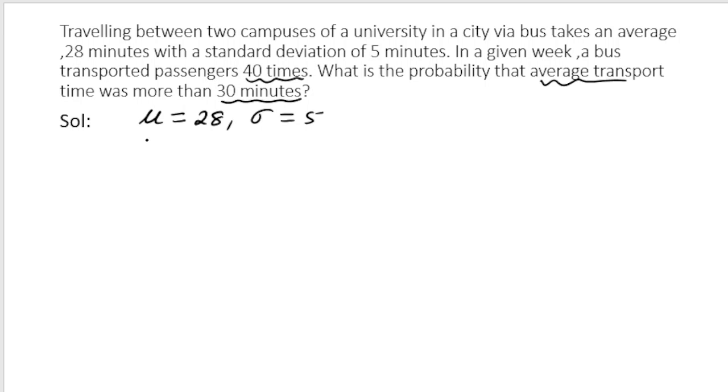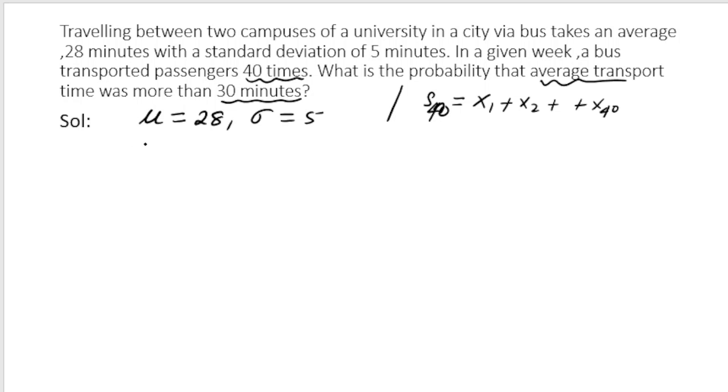Now look at this very carefully. The bus is traveling 40 times, right? So if I use the central limit theorem on Sn, I can call it S40. So it is x1, x2 up to x40, right? But in the question they are asking that suppose the bus is commuting 40 times in a week, what is the probability that average time, means not the total time, the average time was more than 30 minutes.